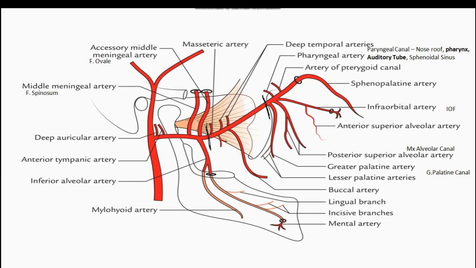Then the next branch, just adjacent to it, is the artery of the pterygoid canal. This artery passes from the pterygoid canal and supplies the auditory tube, upper pharynx and middle ear.